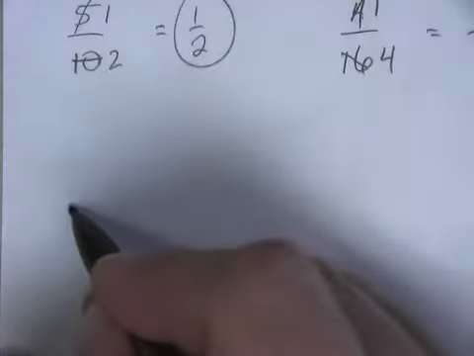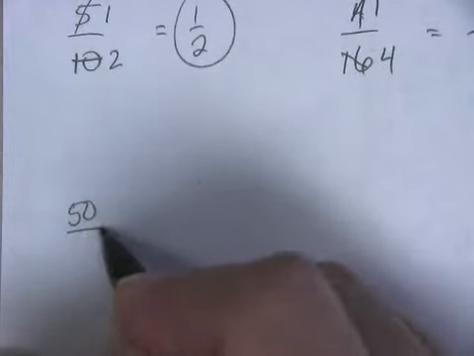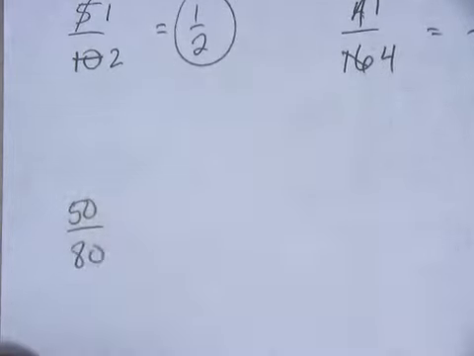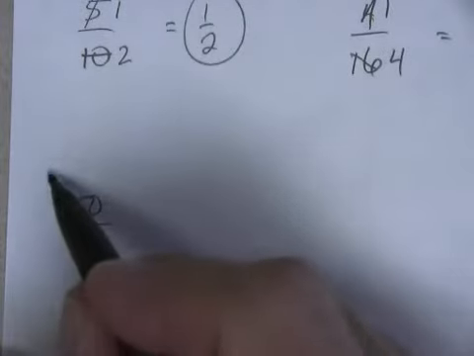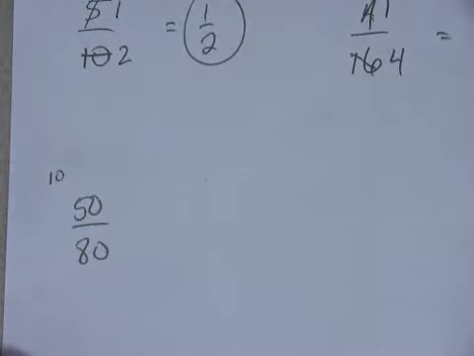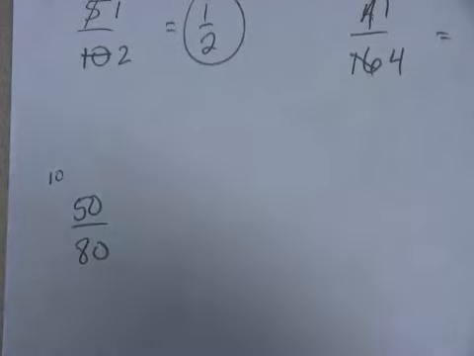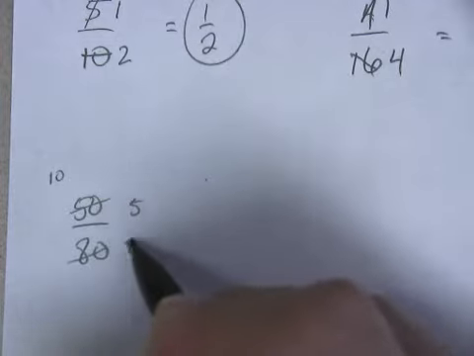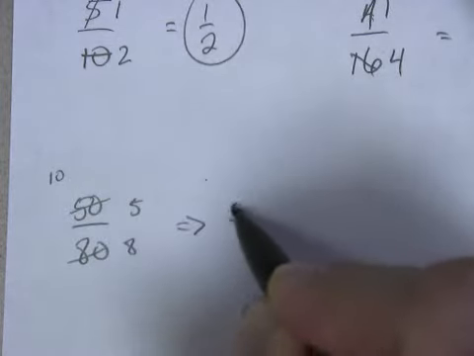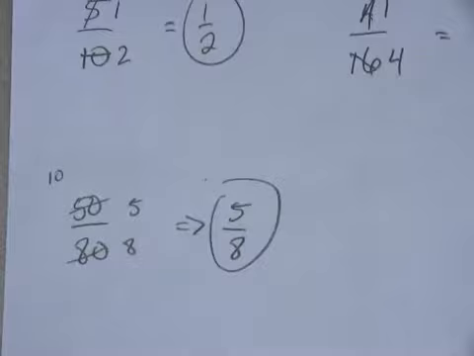Let's do some others. Let's do 50 over 80. Can you see that there's zeros on the end there? That's kind of a tip-off. The 10 goes into both of those. So let's do that one. Let's do 10. How many times does 10 go into 50? That goes in there 5 times. 10 goes into 80 8 times. So the answer is 5/8.